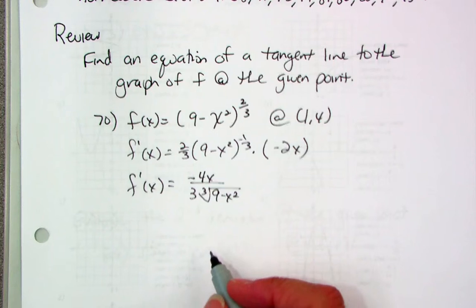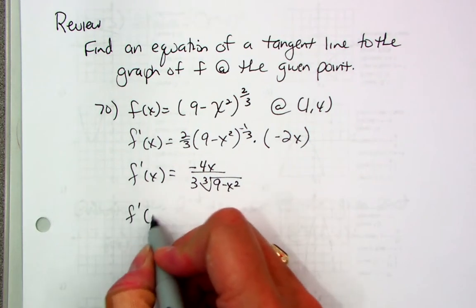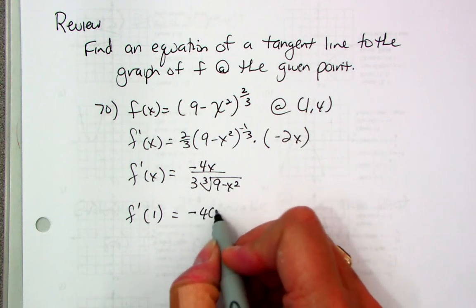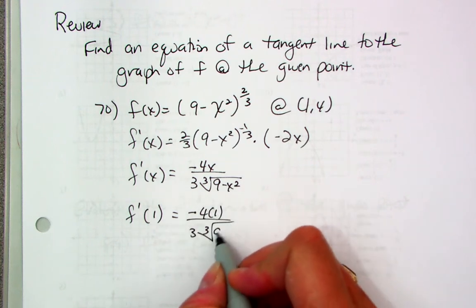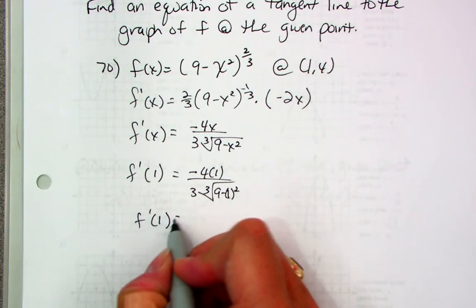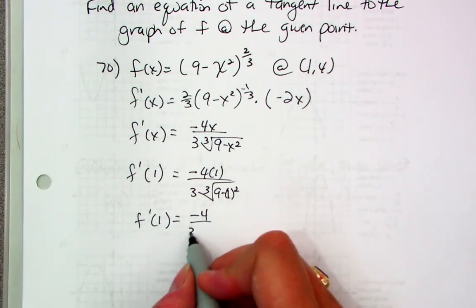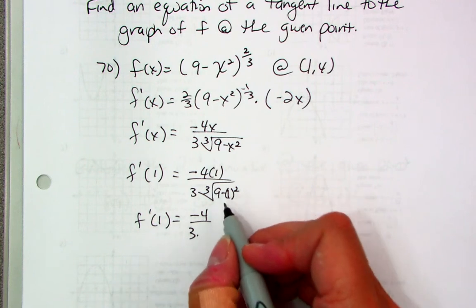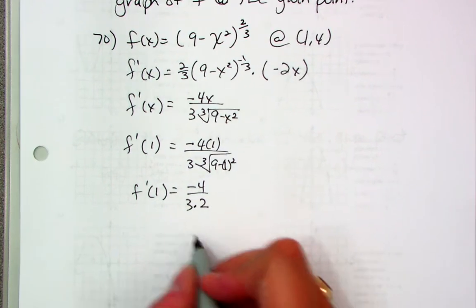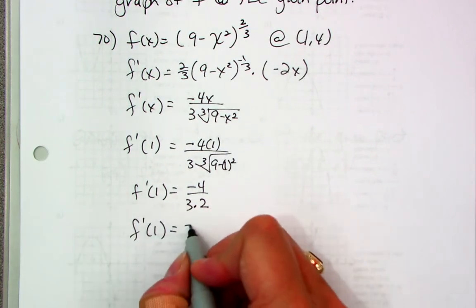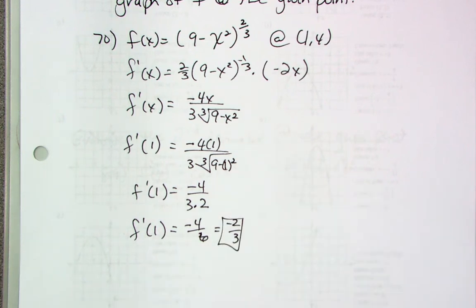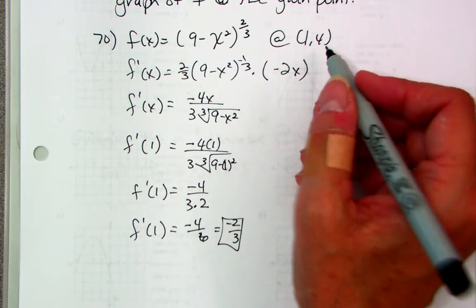denominator, denominator. So let's go ahead and get that slope of the tangent line to the graph of f at 1, 4. So that's negative 4 in the numerator. 3 times, what is that, the cube root of 9? I'm sorry, the cube root of 8. Cube root of 8 is 2. There is the slope of the tangent line to the graph of f at the point 1, 4.